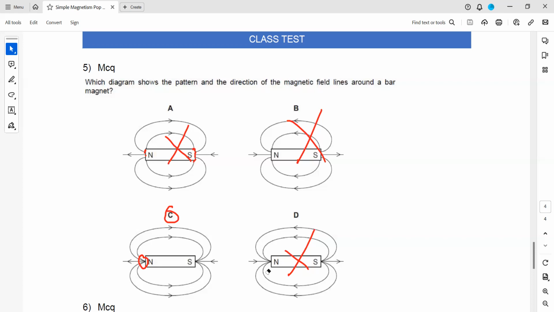Why is A wrong? Because for A, the spacing between the lines is the same. These two field lines have the same space, and these two field lines have the same space. But what should happen? Near the poles, the lines should be very close to each other. The spacing between the lines should decrease, showing that the strength of the magnetic field is increasing. Because here the magnetic field lines are very close to each other, there's a stronger magnetic field. That's why C is the right answer. Is it clear, this one?